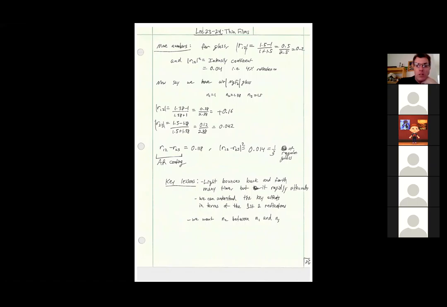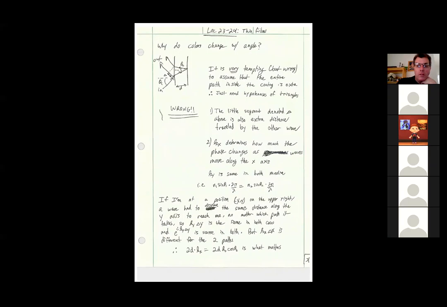Any questions? Anyone? Okay, I think I'm going to leave off the question of color change with angle until next time.